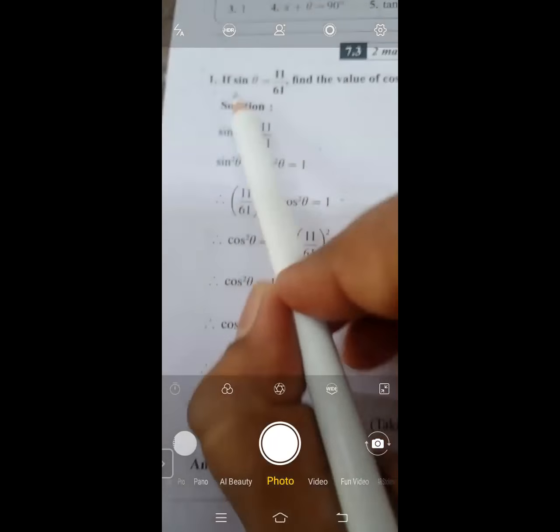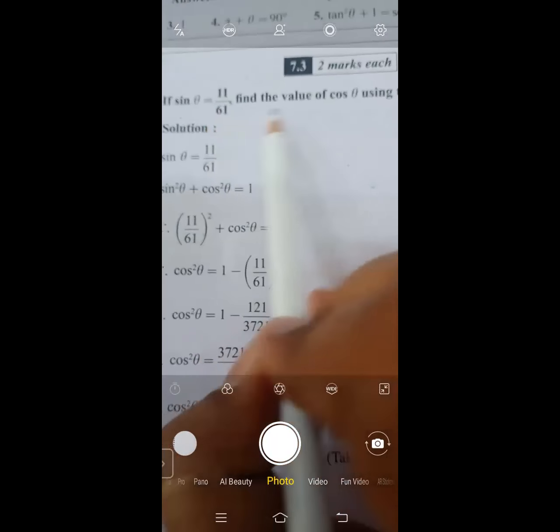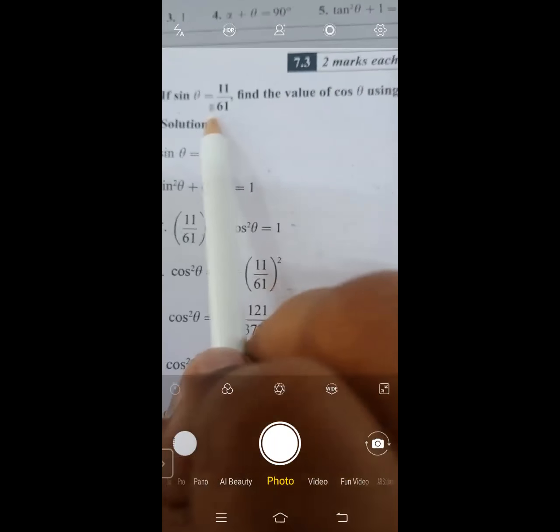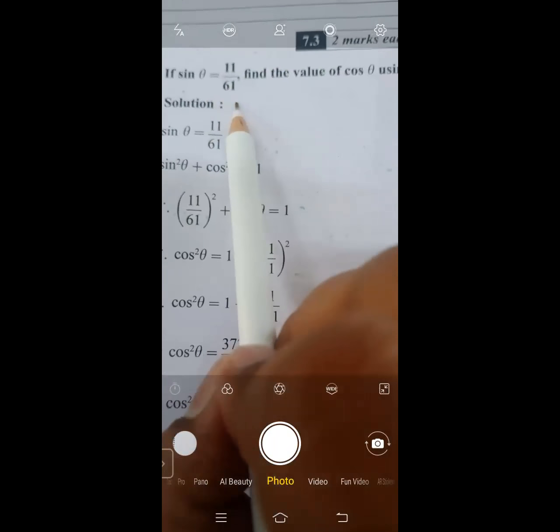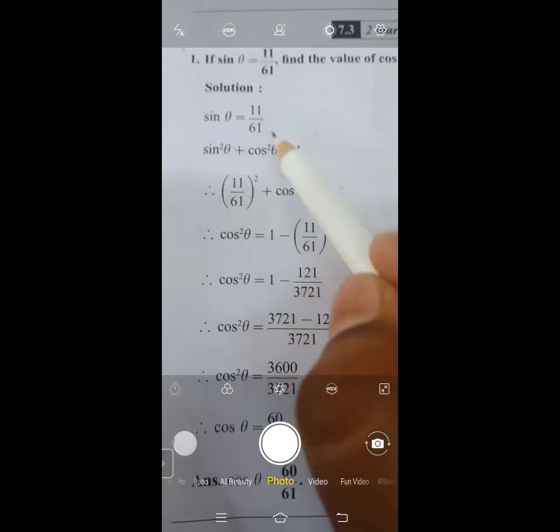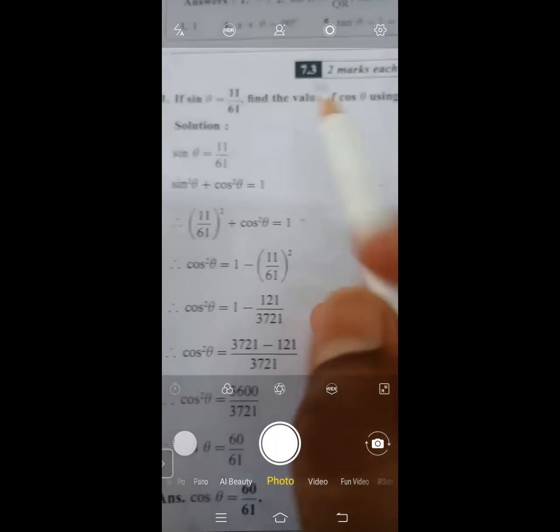We will go towards some proofs. Okay, now this is given. These are 2 marks questions. If sine theta is equal to 11 upon 61, it is nothing but opposite upon hypotenuse. Find the value of cos theta using trigonometric identity. Okay, so sine theta is given and I have to find cos theta.